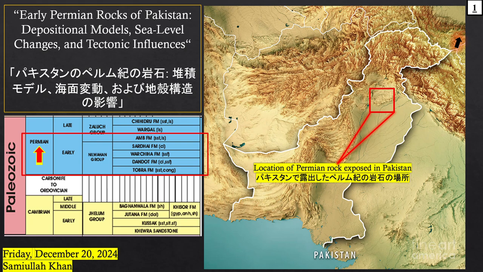In the last lesson we covered the Cambrian rocks of Pakistan, but now we cover the early Permian rocks, which are the Nilawahan Group, which has the glacial deposit of the Tobra Formation, the Dandot Formation of the marine setting, the fluvial setting of the Warcha Sandstone and the marginal marine system of the Sardhai Formation. And later on, in the next presentation, we will cover the marine deposits of the Wargal and Chhidru of the Zaluch Group. Now we start.